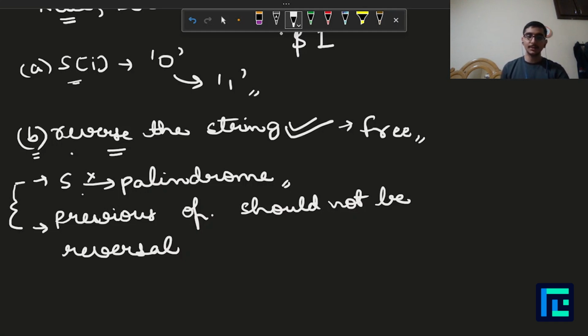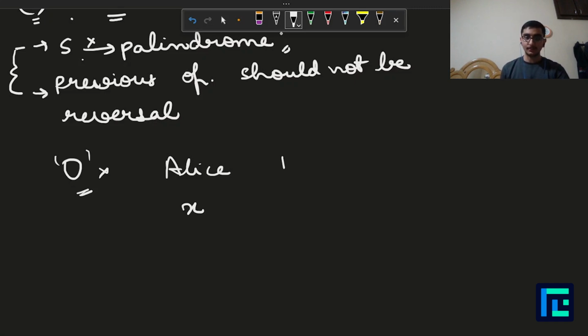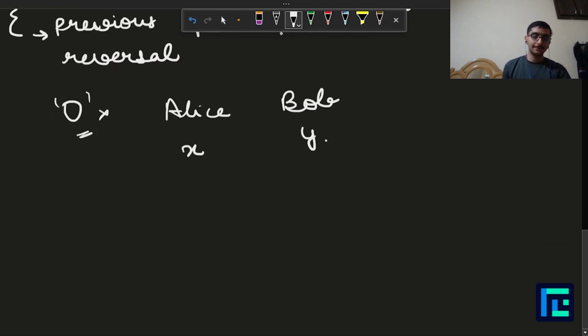Now, these operations are continued until there are no zeros left. So once all the zeros in the string have been converted to ones, the process ends. And at the end of the process, Alice might have spent some X dollars and Bob might have spent some Y dollars. So if X is less than Y, that means if Alice spends less, you have to print Alice.